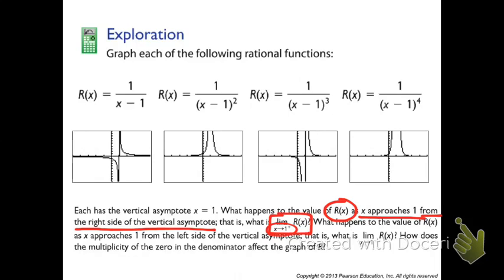What happens to the value of r of x as x approaches 1 from the left side? Well, you can see what is happening with the value of the function when x is approaching 1 from both the right and the left. So looking at 1 over x minus 1, we can see as x is approaching 1 from the right, the values of the function are going way up to positive infinity, and as x is approaching 1 from the left, you're on the graph and the y values are approaching negative infinity. So bringing it back to the inputs and outputs, the limit is just saying as the inputs are approaching something, where are the outputs going? We can still use the words inputs and outputs to describe concepts that you're learning, and we'll continue to do that throughout the course.